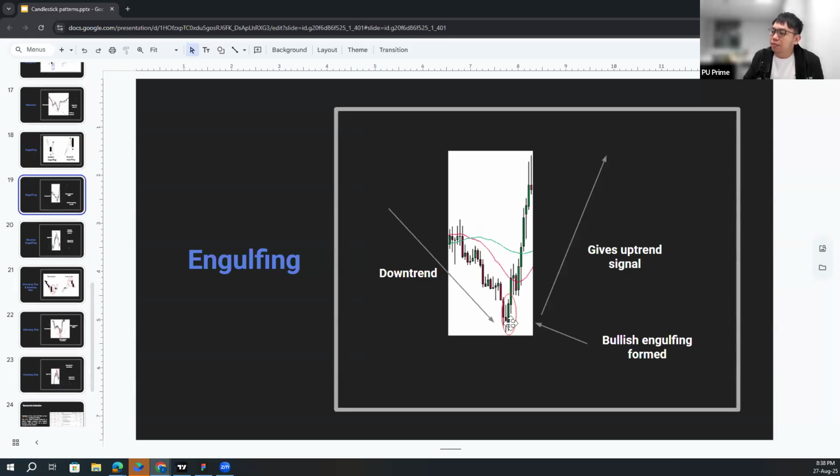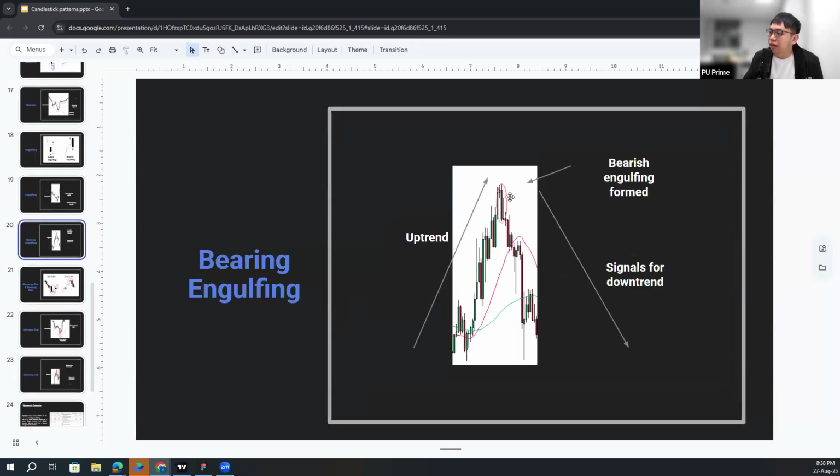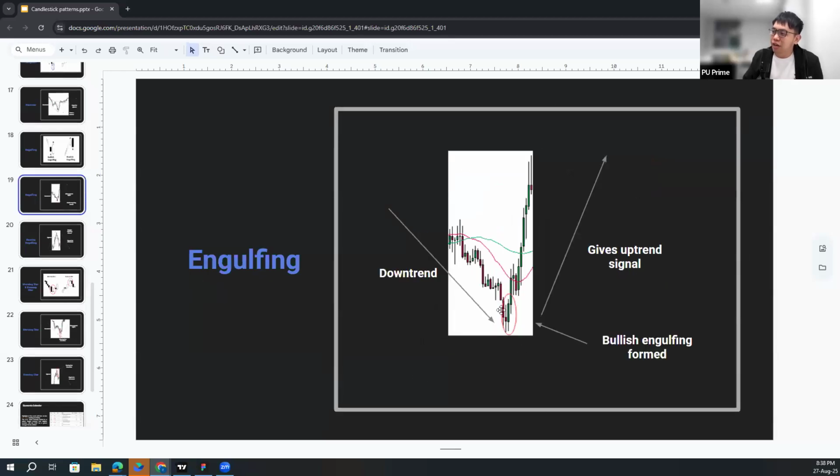Okay, so here comes the real life example. A full body engulfing. This is the bearish engulfing, a very tiny body followed by a huge body. So uptrend, downtrend. Okay, so downtrend, reversal, uptrend.